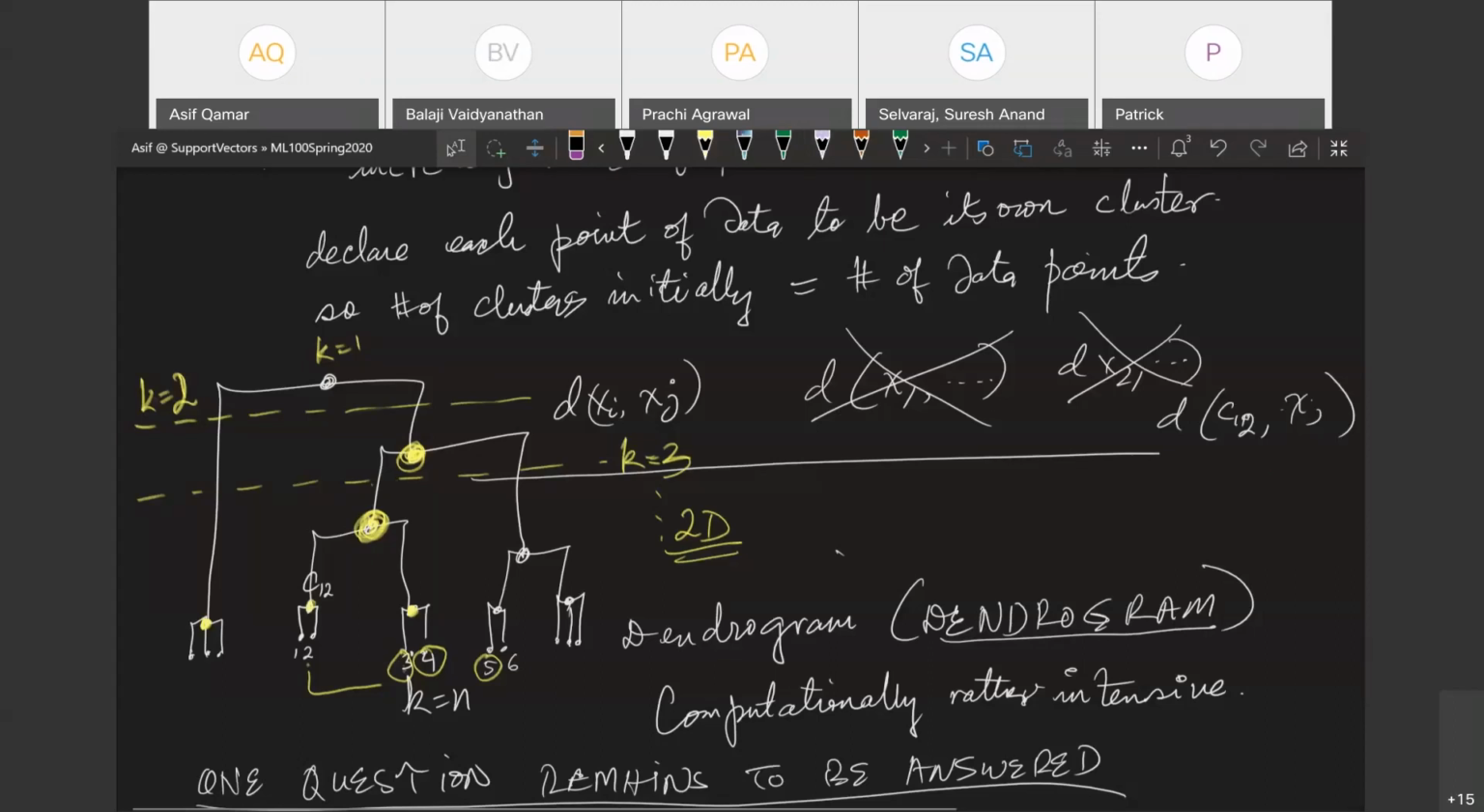Asif, a quick question. You said k-means is NP hard. Is hierarchical NP hard or NP complete? Hierarchical, actually, no, clustering itself doesn't mean k-means or not. K-means is not NP hard.